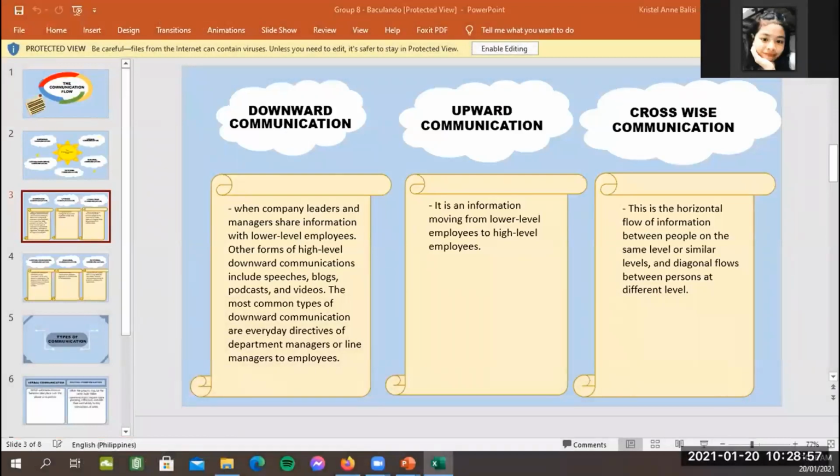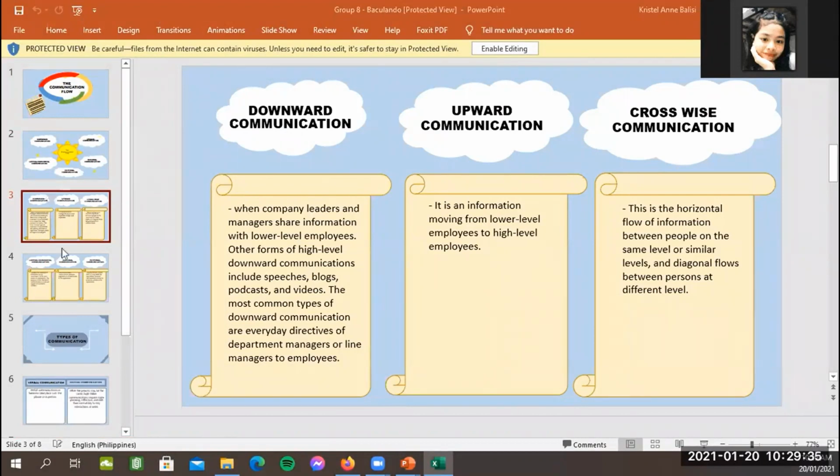Next is upward communication. It is opposite to downward communication, which is the transmission of information from lower level to higher level of organization. Sa upward communication includes appeals, complaints, reports, or other information directed from subordinates to superior. Dito po sa upward communication, baliktad lang po sila ng downward communication.